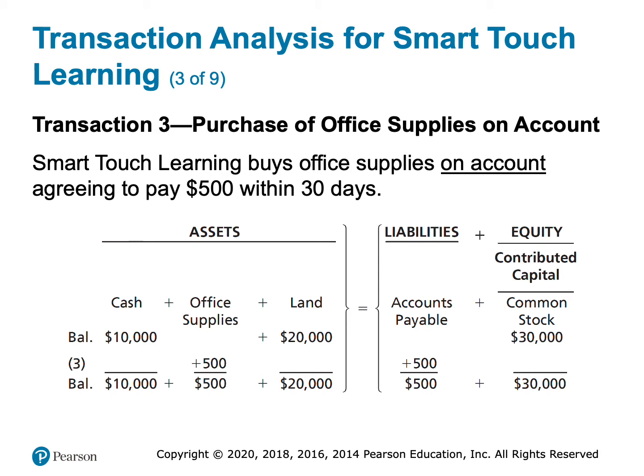Now here we're told we purchased office supplies on account, and on account, you'll notice, is underlined here. That's a really key phrase, and we'll talk about that in a minute. We spent $500 on these office supplies, and we agreed to pay it within 30 days. So what happened here is the way this works.